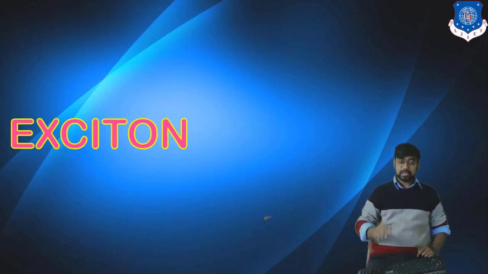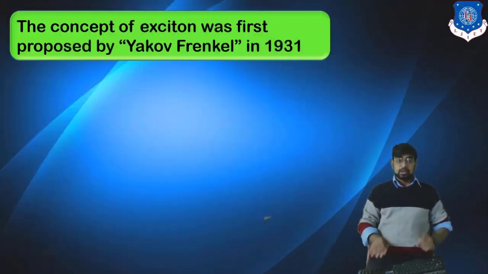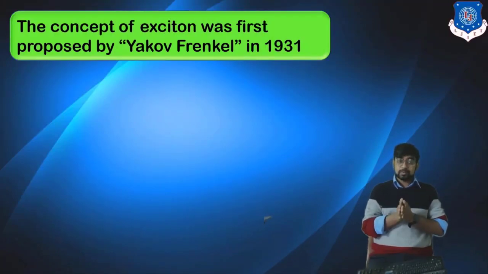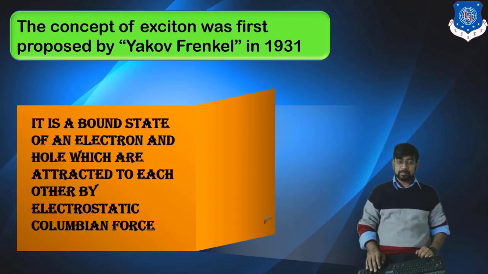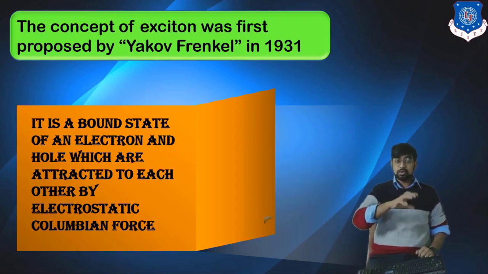Now the next term we are going to discuss is the exciton. What is basically an exciton? The concept of the exciton was first proposed by Yakov Frenkel in 1931, who proposed that it is a bound state between an electron and a hole which are attracted to each other by electrostatic Coulomb force.